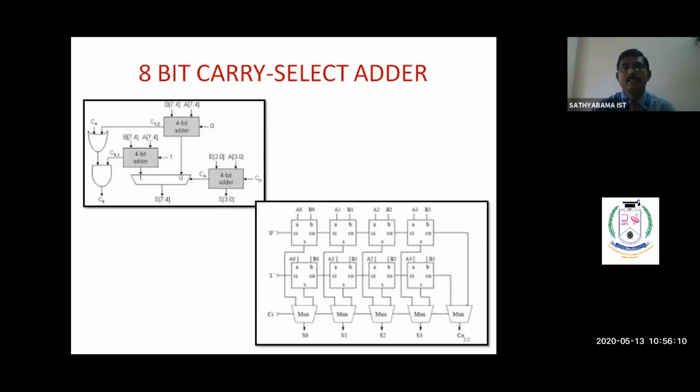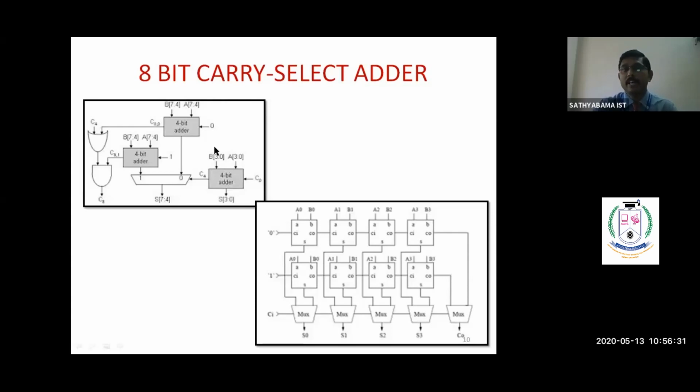The next adder is the carry select adder. If you are going to design an 8-bit carry select adder, we have to use three 4-bit ripple carry adders. Here you have to see the structure. We are using three 4-bit ripple carry adders. This one is for the lower 4 bits, and these two ripple carry adders are for the higher 4 bits.